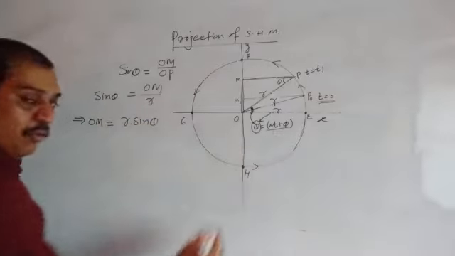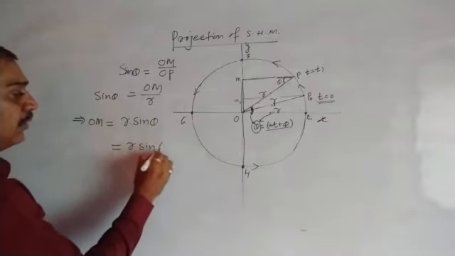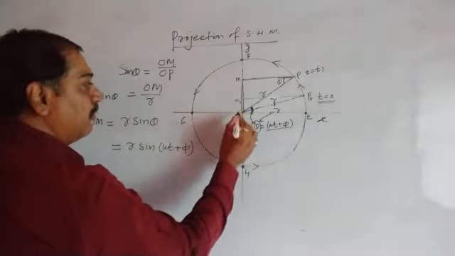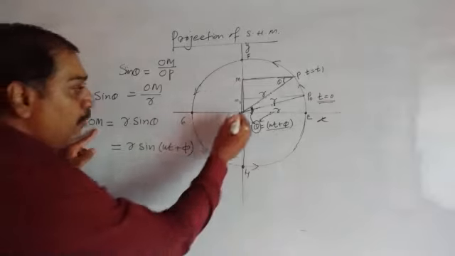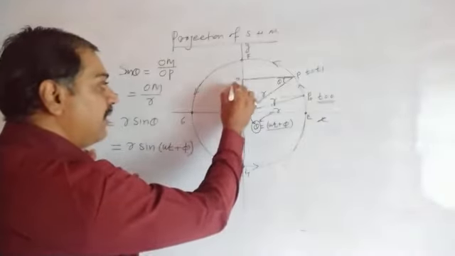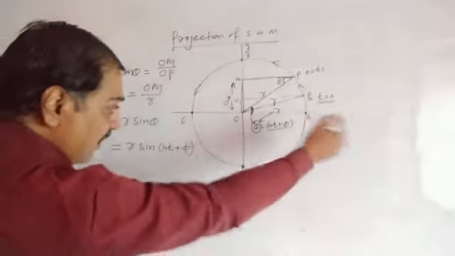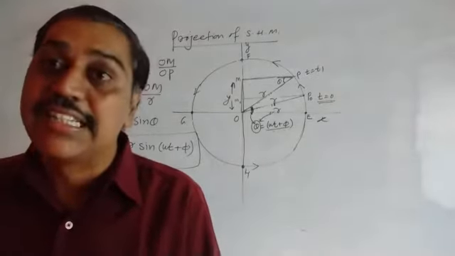But what is theta? Omega t plus phi. So we can write this as R sine of omega t plus phi. This is the shift of the projection from center O, the distance OM from O to M. Suppose we represent this distance in terms of y, because it's along the y-axis. If it's along the x-axis, it is said to be x. So we can write y equals r sine of omega t plus phi. This is the equation for the projection of displacement.